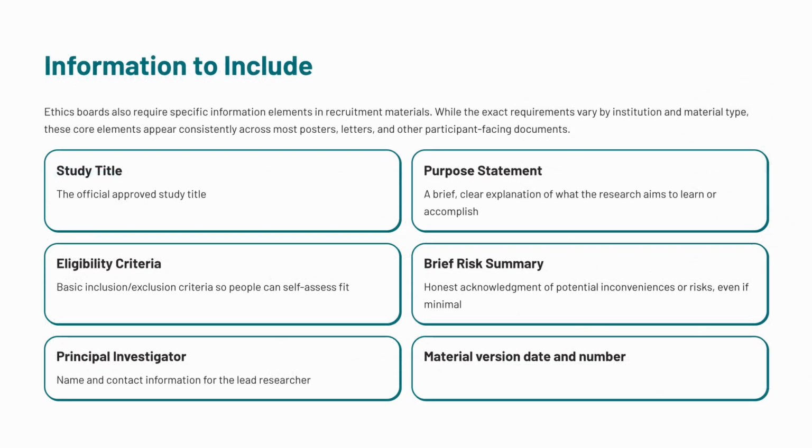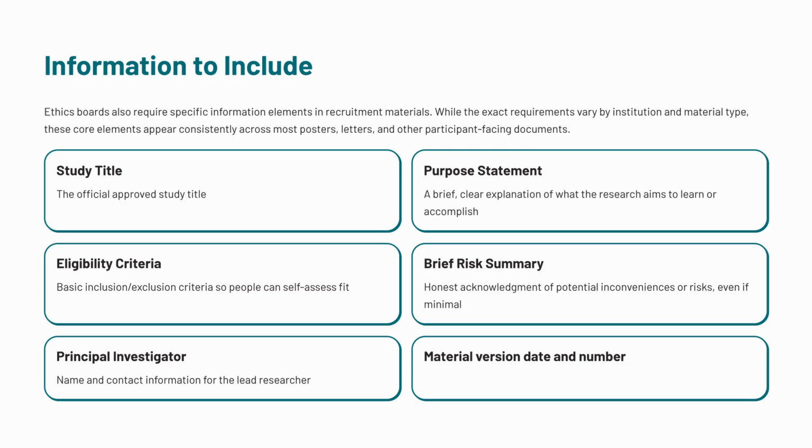Next, once your wording is ethics safe, you still have to meet the basic information checklist that REBs expect to see in recruitment materials. The exact details vary by institution and format. Still, the same core pieces appear in posters, letters, and other participant-facing messages. At minimum, include the official study title, a clear purpose statement, basic eligibility criteria so people can self-assess fit, and a brief risk or inconvenience summary, even if it's minimal.